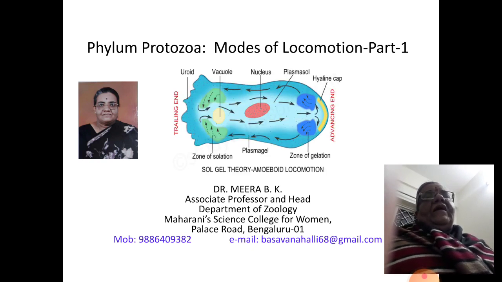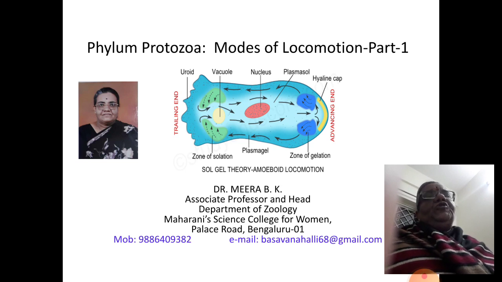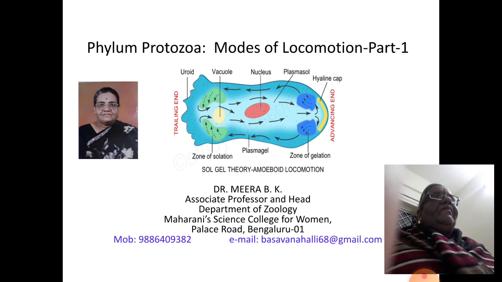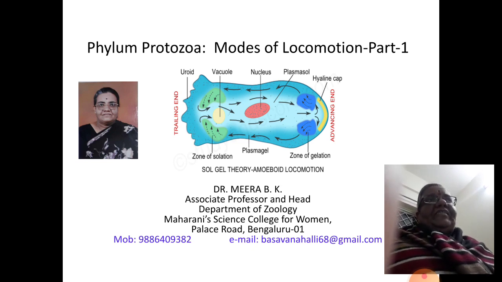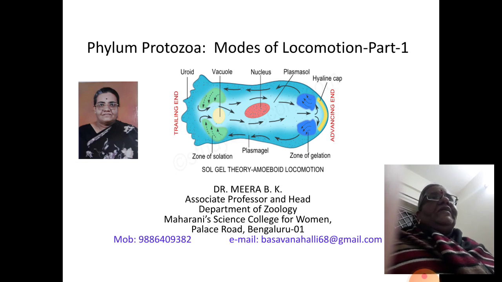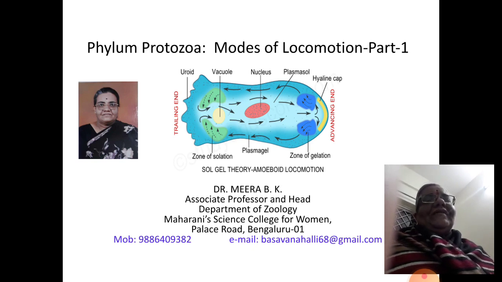Now, I have divided this topic into two parts. Modes of locomotion part 1, which deals with pseudopodial locomotion or amoeboid locomotion, and the second part, which deals with euglenoid locomotion and ciliary locomotion. So, to make you understand clearly and not to get into complications, I have divided this chapter into two parts. Today let us learn about amoeboid locomotion.